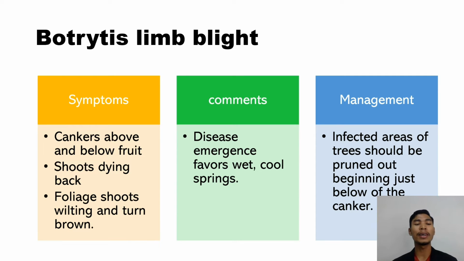Another fungal disease for fig is Botrytis limb blight, and the symptom is actually cankers above and below the fruit, and the shoots dying back. And number three, foliage shoots wilting and turning brown. As for common, this disease emergence favors wet, cold spring. And usually we will manage this Botrytis limb blight by pruning out the infected areas of the trees, beginning just below the cankers.